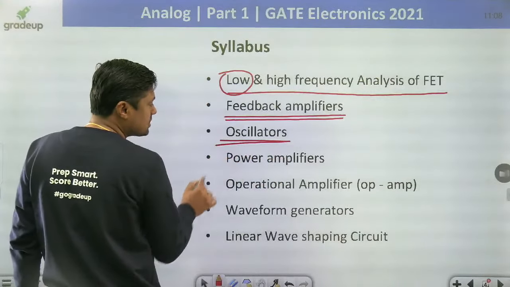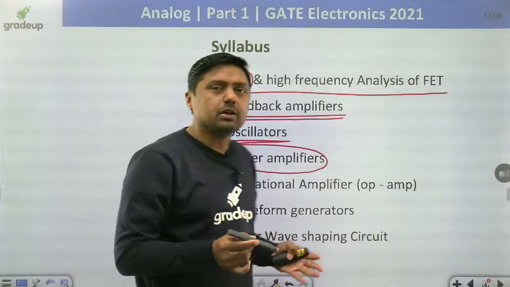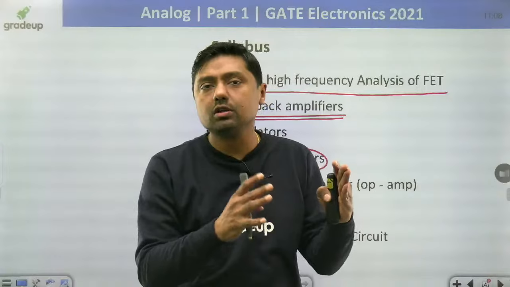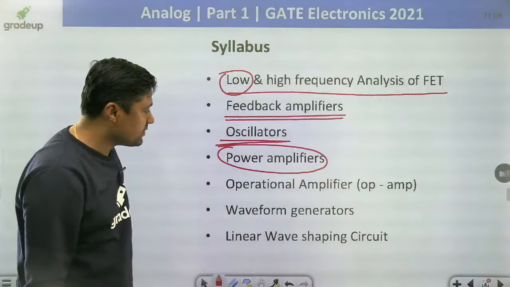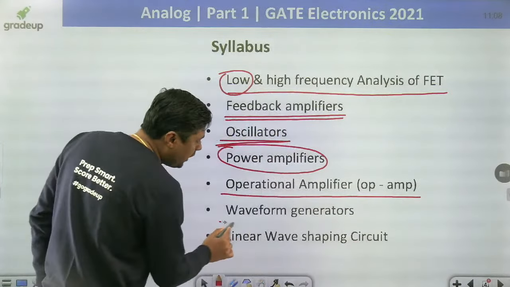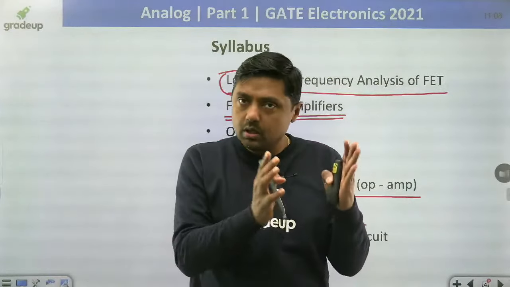It is a sinusoidal oscillator. Power amplifier is not mentioned in GATE, but what are Class A and Class B amplifiers? What is the difference between Class A and Class B amplifiers, with the efficiency formula? That is more than sufficient. Now the most important one is the operational amplifier. Waveform generator means what? What is a waveform generator?